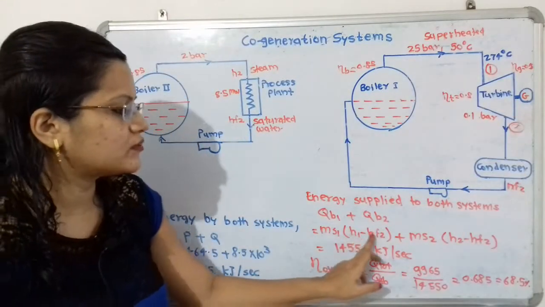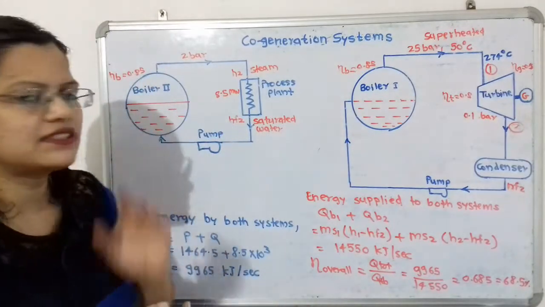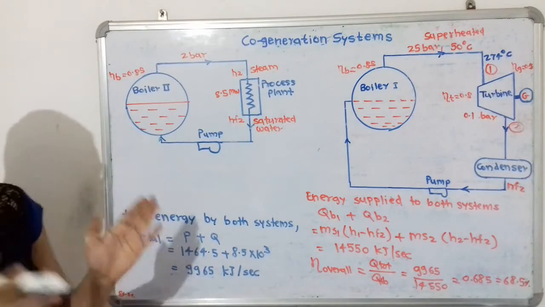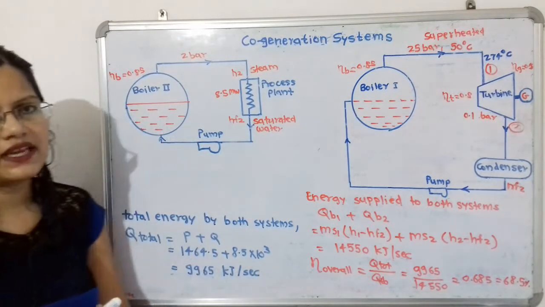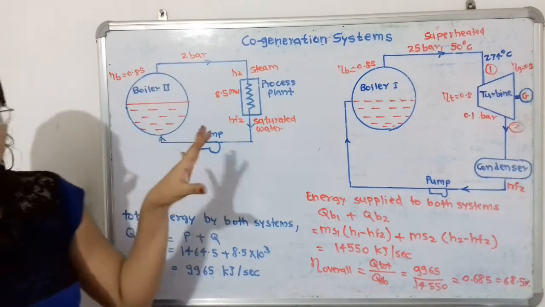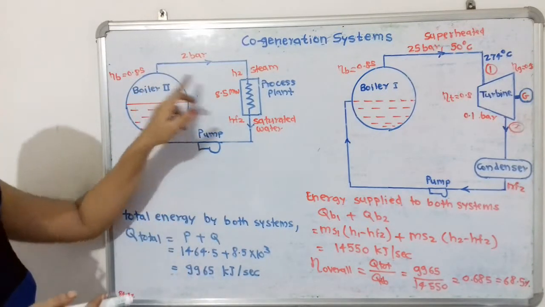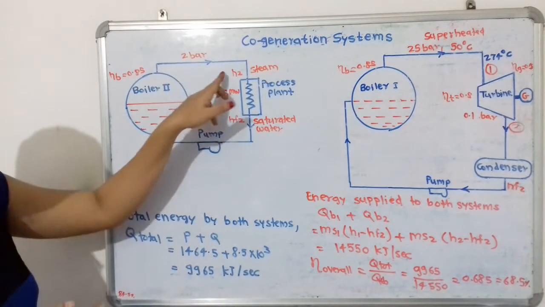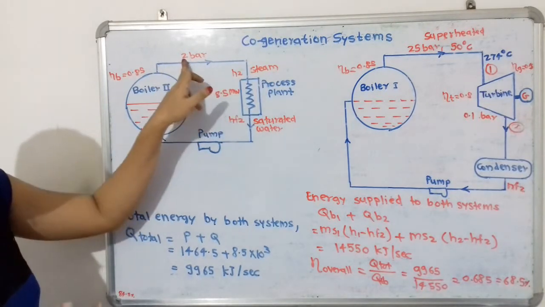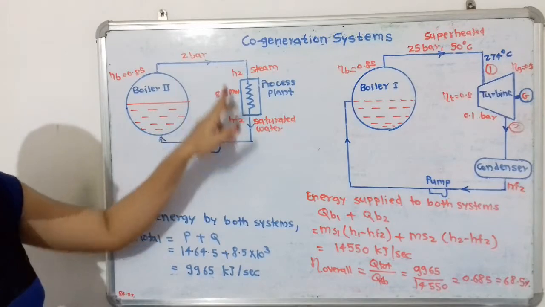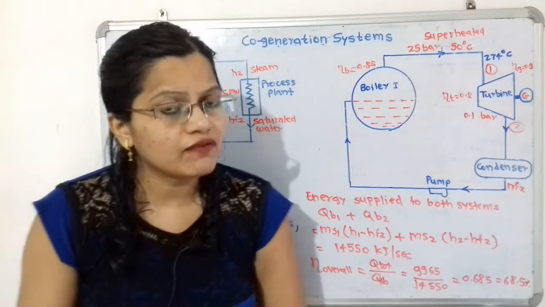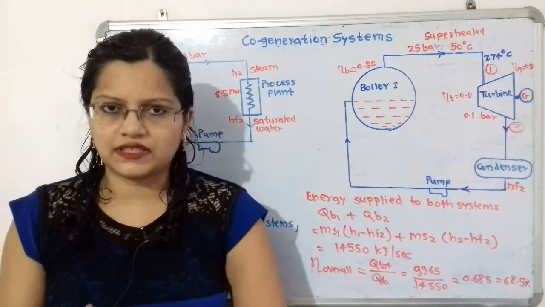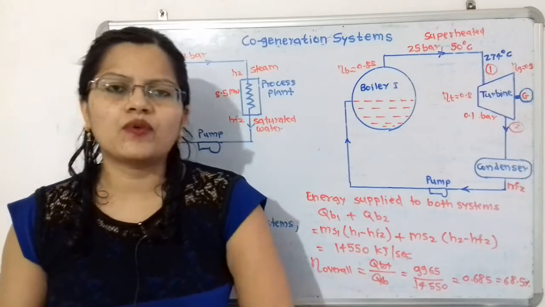So we have to take both these values plus, now for the second system, how much heat energy is supplied to the boiler second. So again amount of steam supplied multiplied by the enthalpy difference. So amount of steam supplied ms2 that we have already calculated, and enthalpy difference, so here is H2, enthalpy at the exit, and at the entrance it is HF2. So this H2 and HF2 we have to take at the 2 bar pressure and that we have already taken, so we have to put the values. So when we calculate this, we will get here 14,550 kilojoule per second.